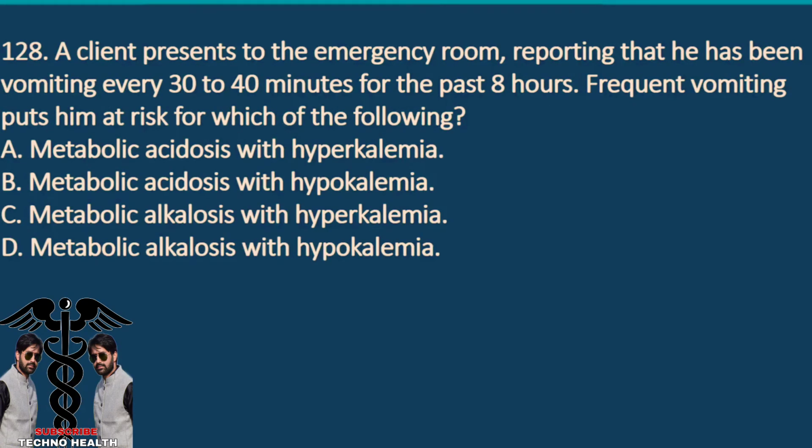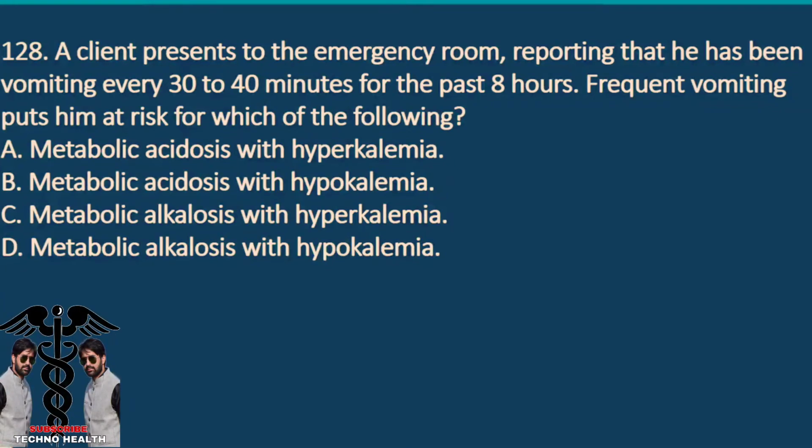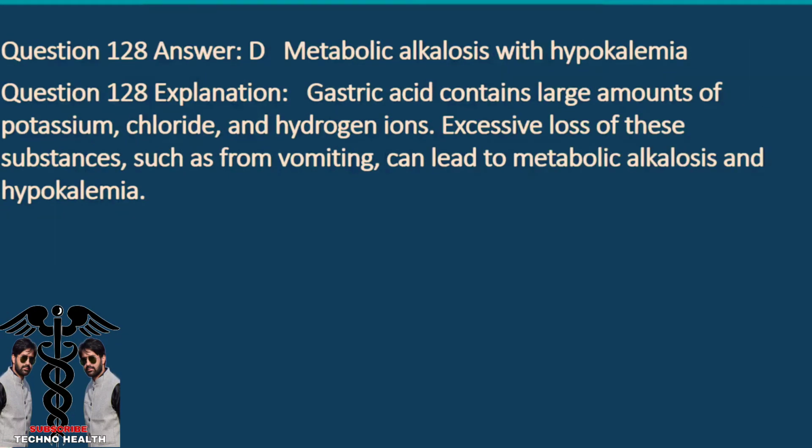Question 128. A client presents to the emergency room, reporting that he has been vomiting every 30 to 40 minutes for the past 8 hours. Frequent vomiting puts him at risk for which of the following? A. Metabolic acidosis with hyperkalemia. B. Metabolic acidosis with hypokalemia. C. Metabolic alkalosis with hyperkalemia. D. Metabolic alkalosis with hypokalemia. Question 128. Answer: D. Metabolic alkalosis with hypokalemia.